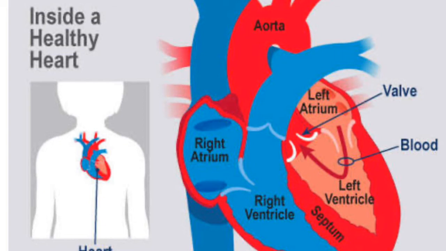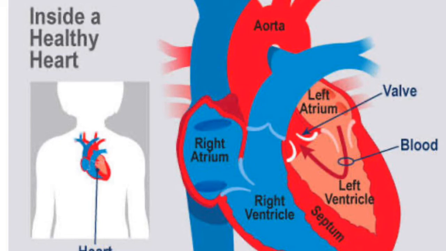The bicuspid or mitral valve guards the opening between the left atrium and left ventricle, and is made up of two cusps. Cusp means a pointed end where two curves meet. The function of the bicuspid or mitral valve is to prevent backflow of blood from the left ventricle to the left atrium.